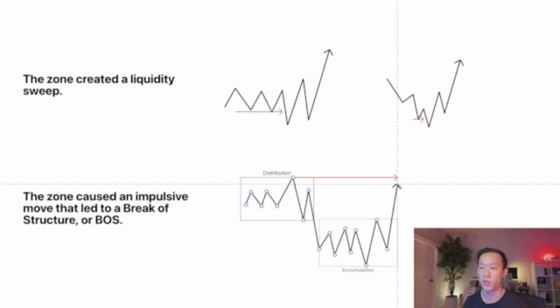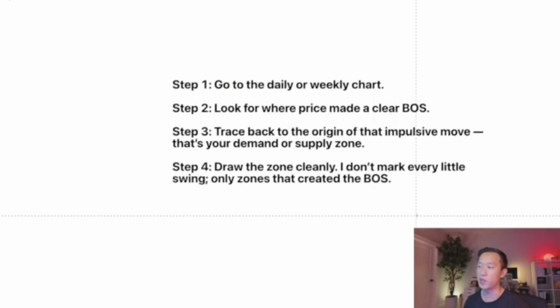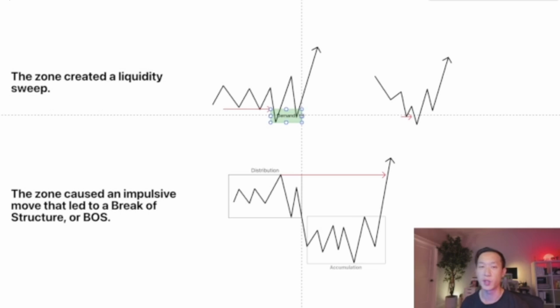So if we go back to the previous example, I'm going to look where price took out previous highs, not where price came close but failed to break a structure. So step three is I'm going to trace back to the origin of that impulsive move. That is going to be our zone. So now let's go to an example.